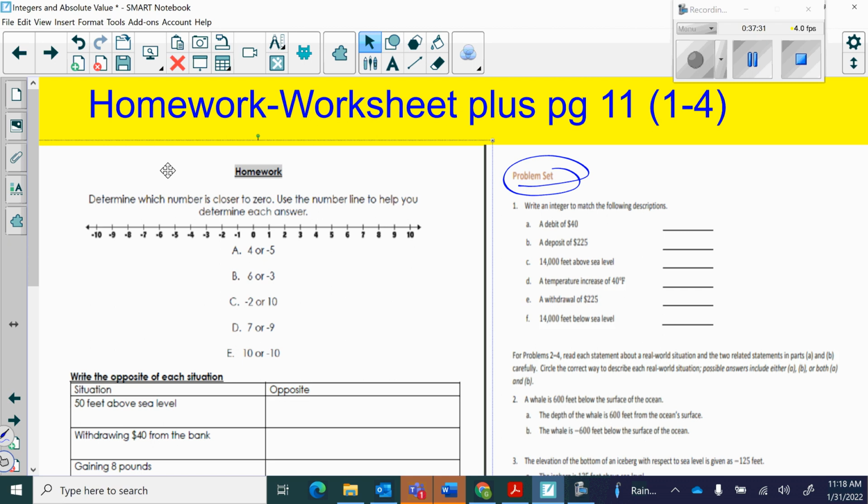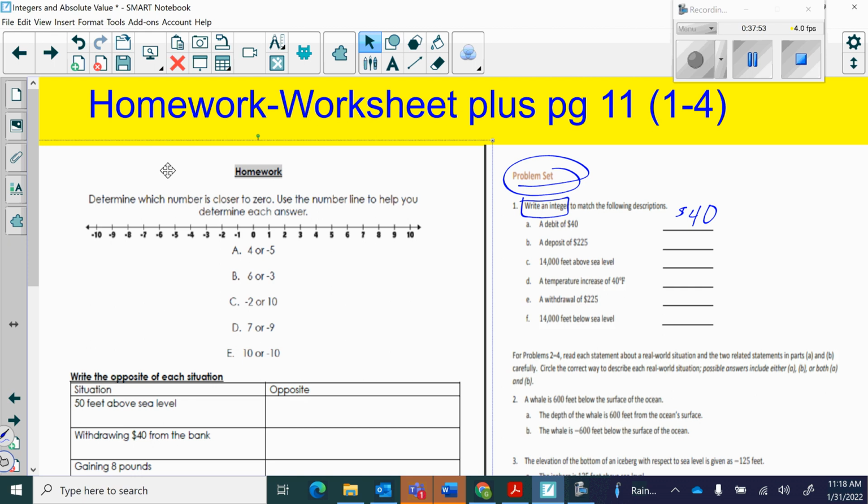This first part, all we need to do, write an integer to match the following descriptions. So a debit of $40. Is a debit a good thing or a bad thing? Good thing. They're putting money in my account. That's good. So the integer would be positive 40.